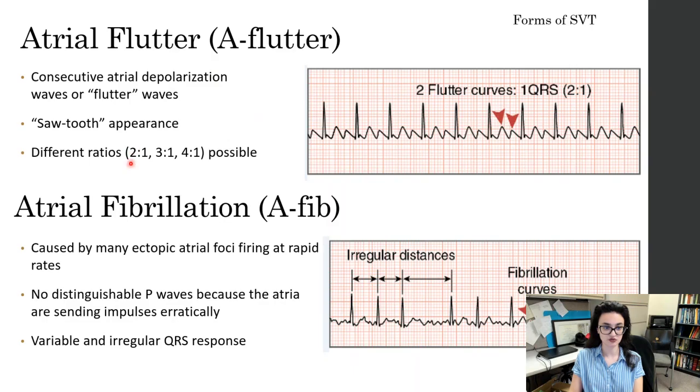So you can have 2 before the ventricles contract, 3 before the ventricles contract, 4 before the ventricles contract, but either way, it's always consistent. You either have 2, 3, or 4. Every single time, it's always the same. That's flutter, atrial flutter. When it's a mess, that's the best way I can put it, that's atrial fibrillation or AFib.